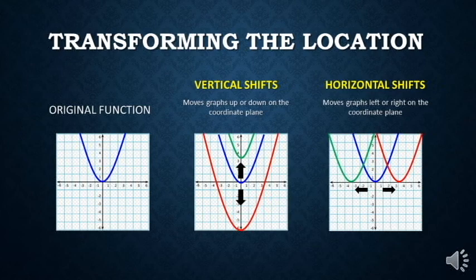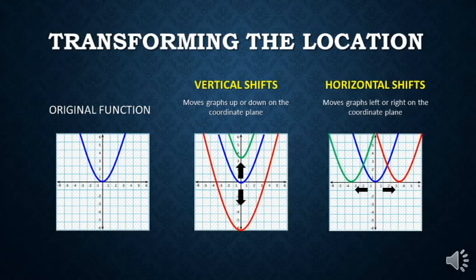We call these vertical shifts. Remember, vertical means up or down. So, vertical shifts moves a graph up or down on the coordinate plane. Now look at the last picture. Again, we have our original curve, which is the blue function. The red function shows the exact same shape, just moved over 3 spaces to the right. And the green function is also the exact same shape, but moved over to the left 3 spaces.